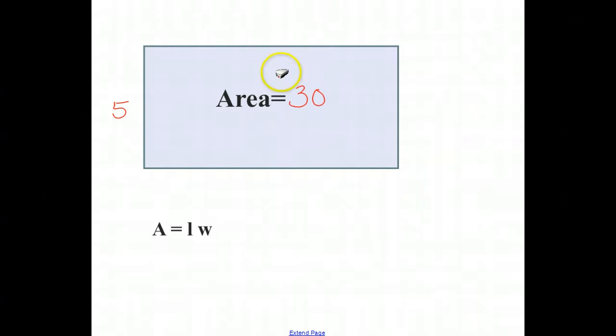Okay, what if I changed my numbers? So this time I'm going to say that the area is 55, and this time I'm going to tell you that the length is 11. How would you figure out what the width is? Did you get 5?